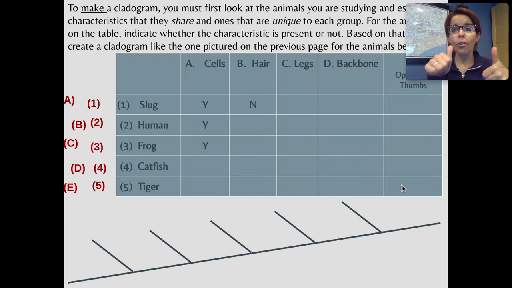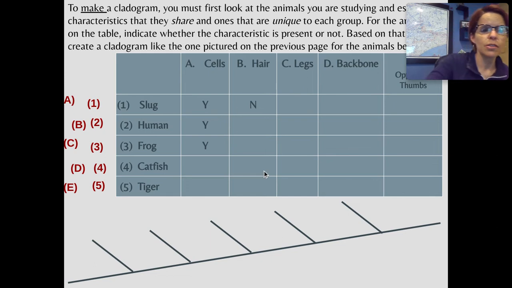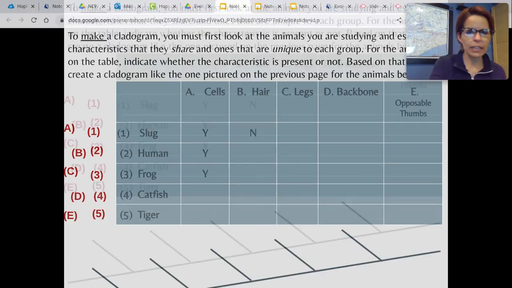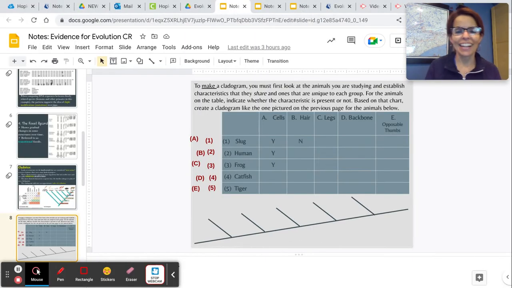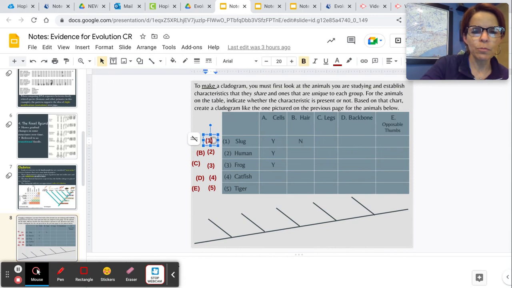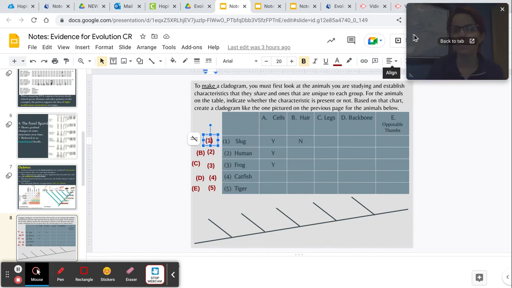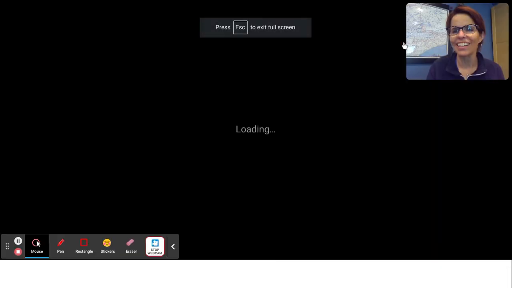Thumbs, no. So now as we read across, the animal that arrives the earliest is the one that has the fewest yeses. So that would be the slug. So I'm just going to move this number 1. Let's see if I can do it. Shoot. I thought I could do it on the video. Hold on, I got an idea. All right, let's try this. Let's move this one. Nope, it won't move. Okay, so I'm just going to have to talk you through it.